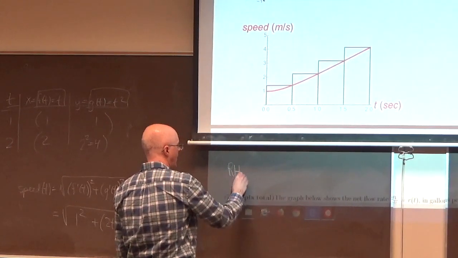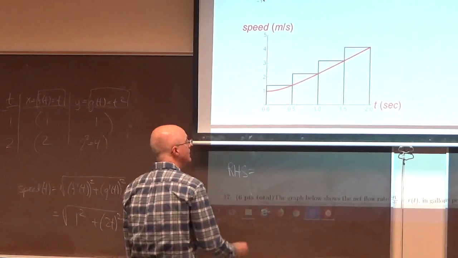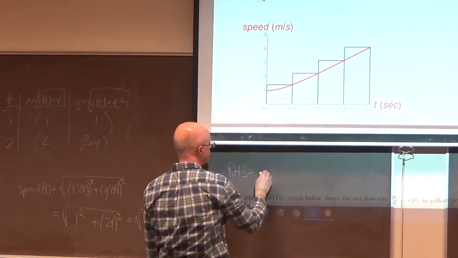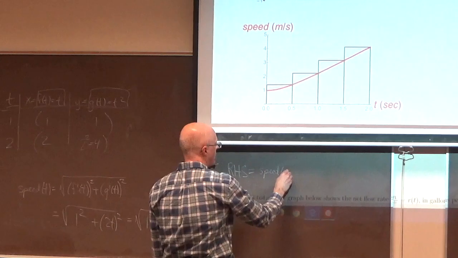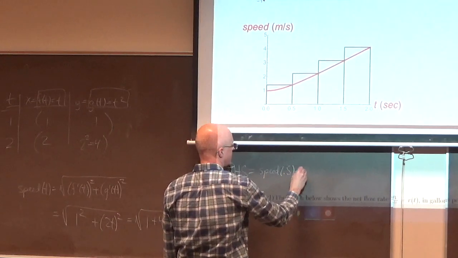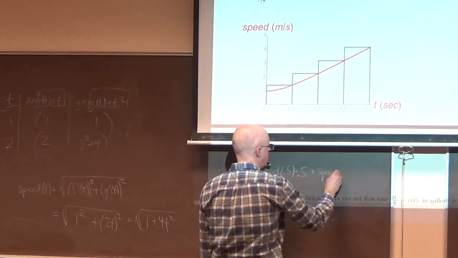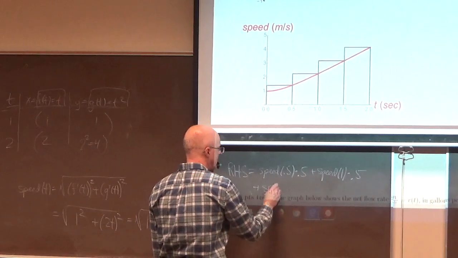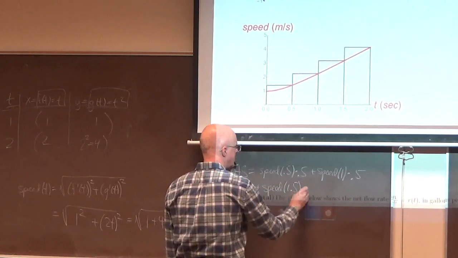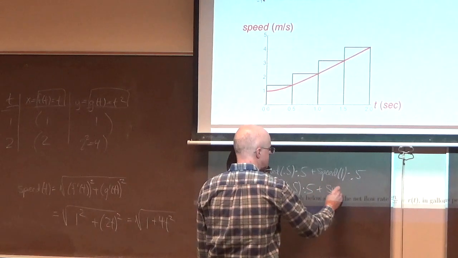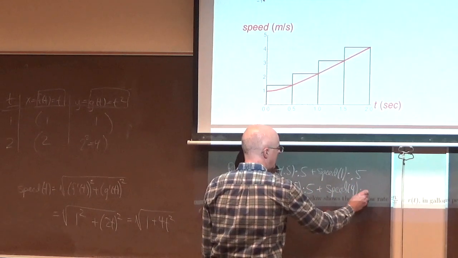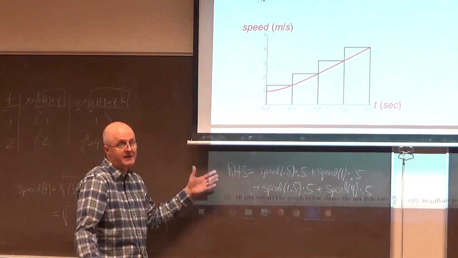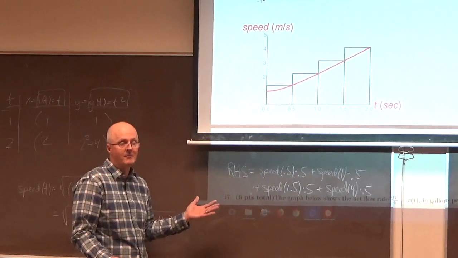A right-hand sum, RHS in this case, would be the area of this rectangle. Take the right endpoint, plug it into the speed function, speed of 0.5 times the width of the rectangle, which is 0.5, plus speed of 1 times 0.5 for the second rectangle. For the third rectangle, it's speed of 1.5 times 0.5. And for the last one, it's speed of 4 times 0.5. And by the way, even if you use your calculator to get the answer for the area under the curve, you should still know how to do right-hand sums. Maybe in the final, I will just ask for a right-hand sum.